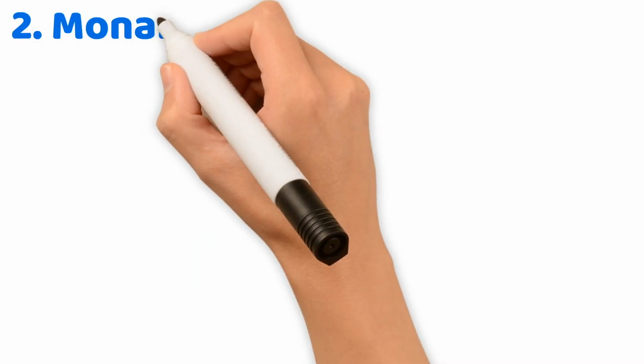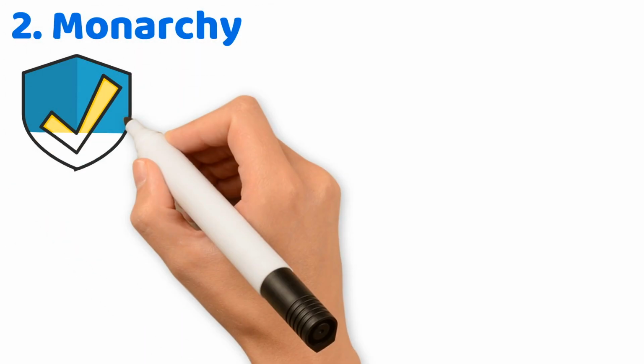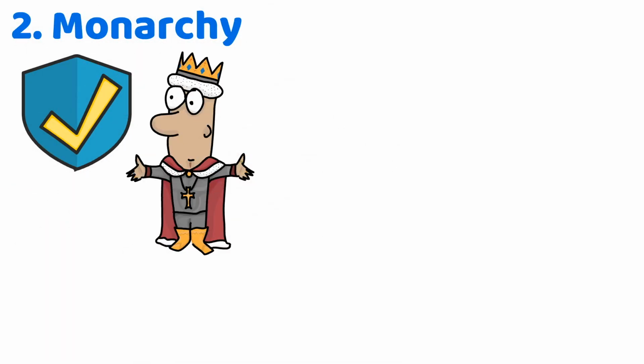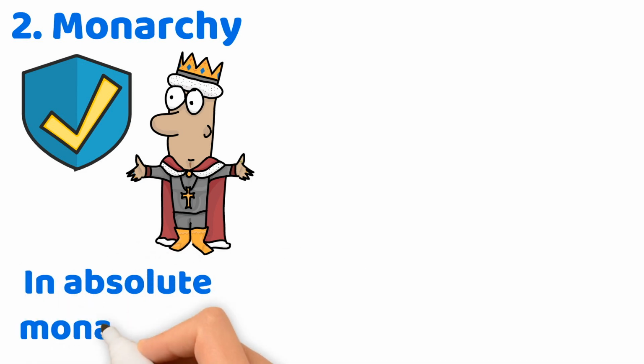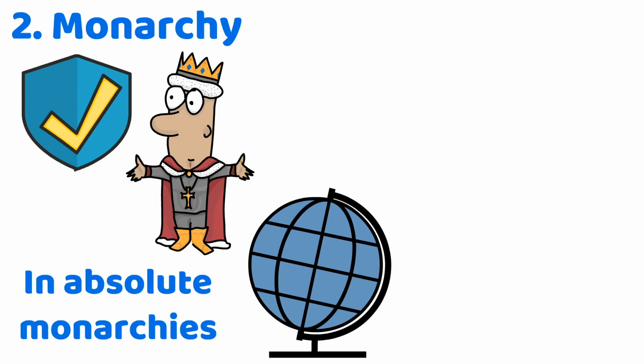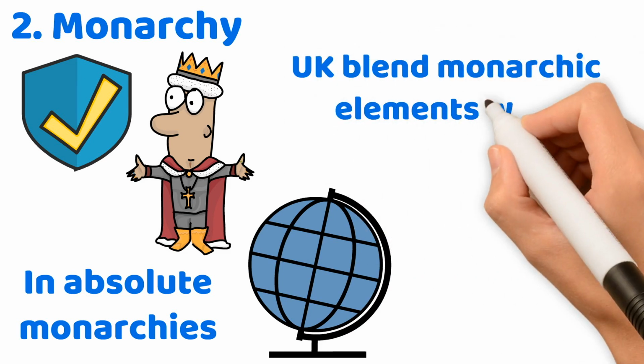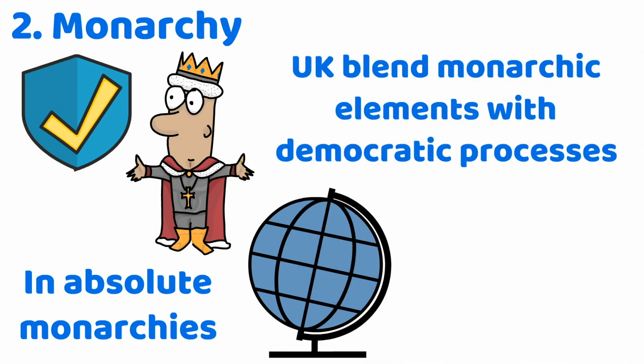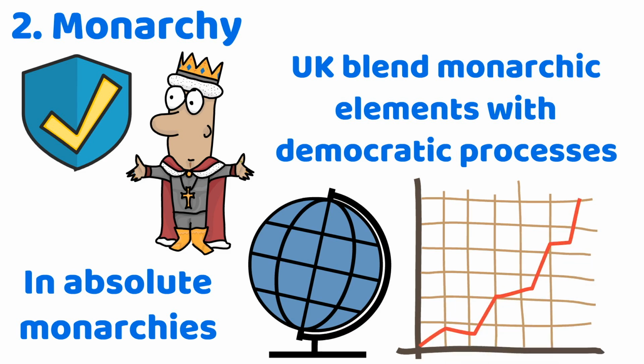2. Monarchy. Whether it's an absolute or a constitutional monarchy, the economic impact can vary. In absolute monarchies, you might see more centralized economic control, whereas constitutional monarchies like the UK blend monarchic elements with democratic processes, influencing the economy in ways similar to democracies.